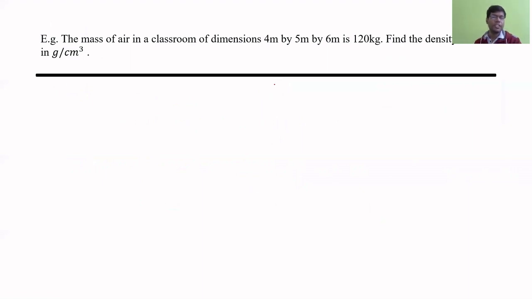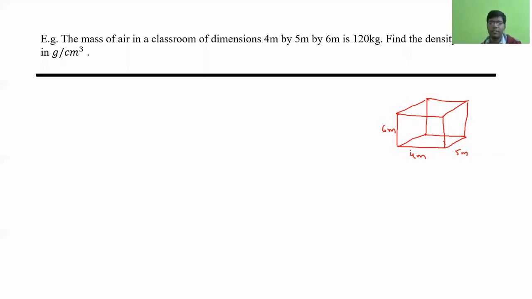So in this question, he says the mass of air in a classroom of dimension 4 meter by 5 meter by 6 meter is 120 kg. Find the density of air in gram per centimeter cube. So we have a classroom which is in the shape of a cuboid. Of course I'm drawing an approximate cuboid. So this is 4 meter by 5 meter by 6 meters. Anyway, it could be any way, so I'm just taking it as 4, 5, 6.